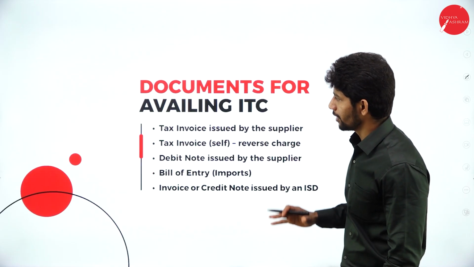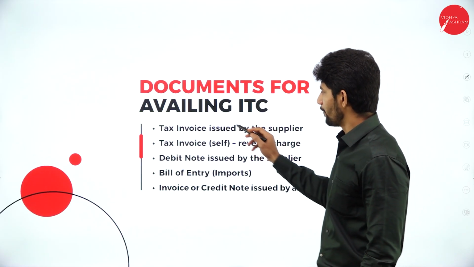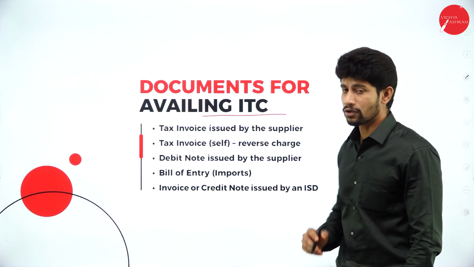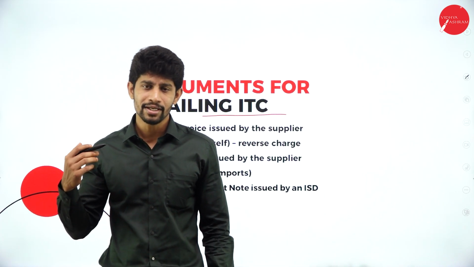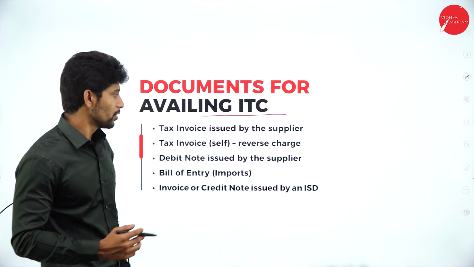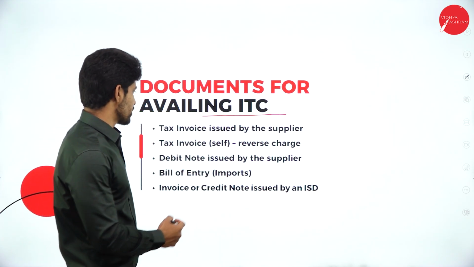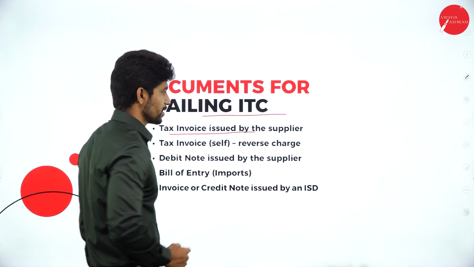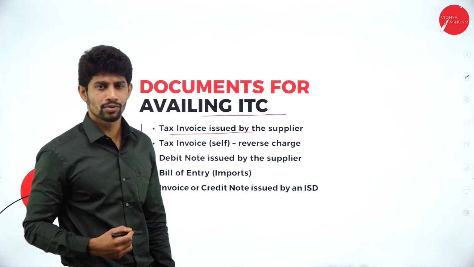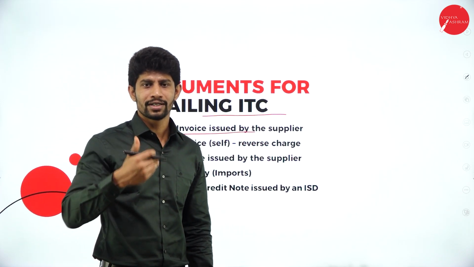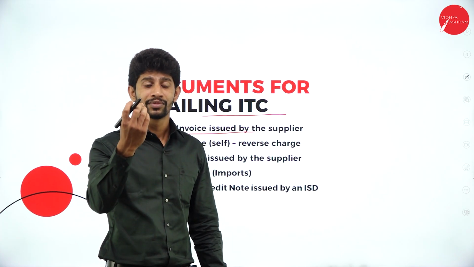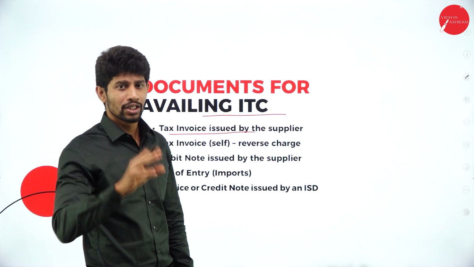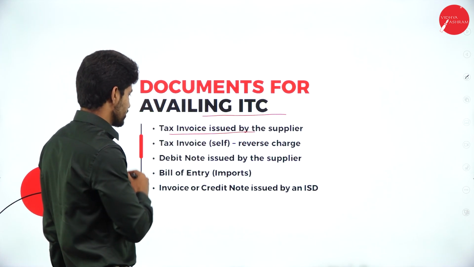Next, moving further, the documents for availing ITC. What are all the documents you require to avail ITC? If you want to get ITC, what are all the documents you are supposed to submit? The first one is the tax invoice issued by the supplier. If you are purchasing goods from the supplier, you should get the tax invoice from the supplier and be in possession of it, then only you are eligible to claim ITC.